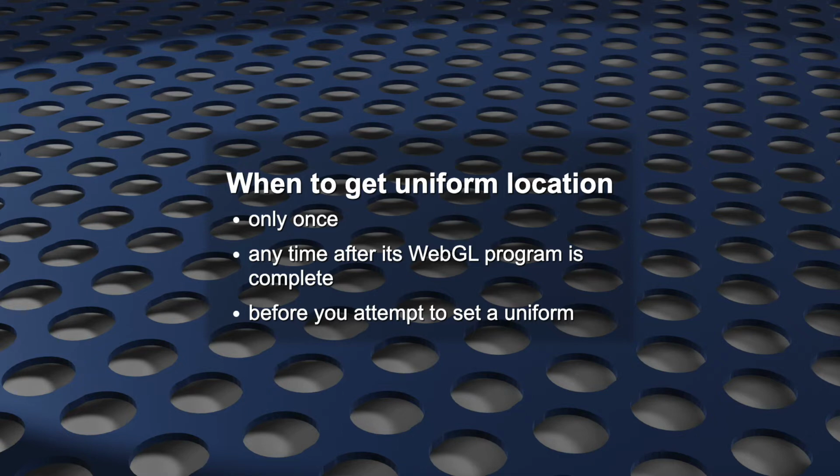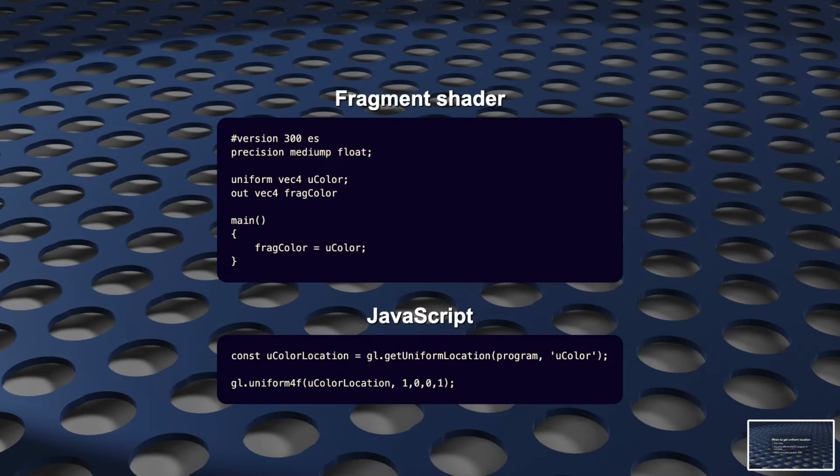Let's see what this looks like in a fragment shader, for example. First, we declare a uniform of the appropriate type and give it a name. Then we use that variable wherever we need it. And then, in our JavaScript, we ask the GPU for the location of this uniform and keep track of this value for when we need to use it again. Then, we call the appropriate setter, using our location and the value or values that we want to be used. And honestly, that's it. It's one of the simplest parts of WebGL.